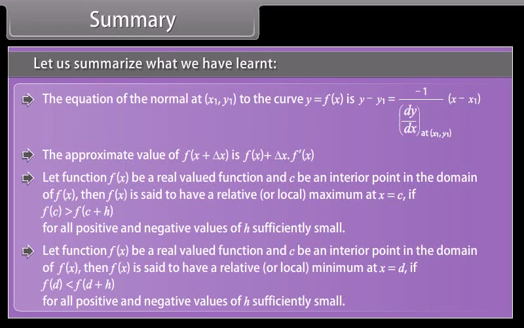Let function f(x) be a real valued function and d be an interior point in the domain of f(x). Then f(x) is said to have a relative or local minimum at x = d if f(d) < f(d + h) for all positive and negative values of h sufficiently small.